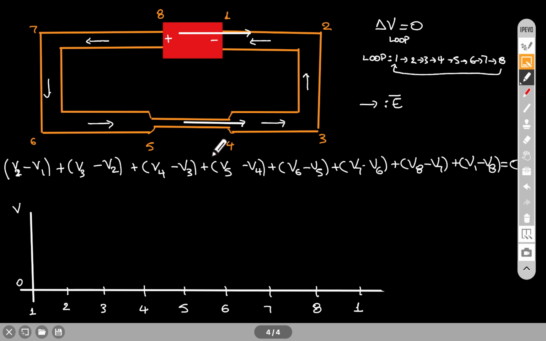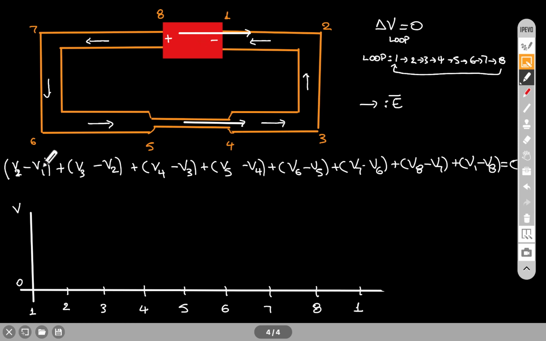Now, I want to remind you one more thing before I start with this process. In the past, when we worked with potential, we saw that if we move in the same direction as the electric field, then the potential decreases. If we move perpendicular to the electric field, the potential stays constant. And if I move in a direction that is opposite to the electric field direction, then the potential increases. I'm going to be using this.